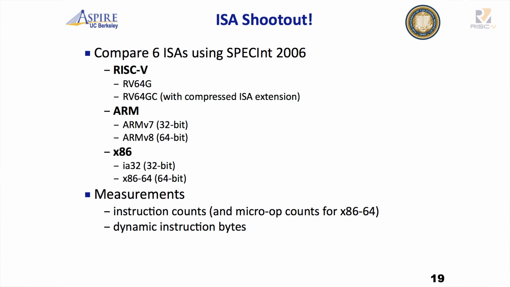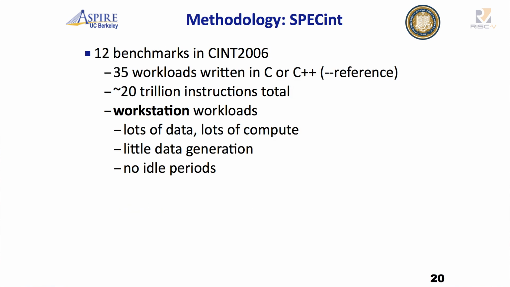So for our ISA shootout, we're going to compare 6 different ISAs. We're going to measure the instruction counts. For x86 64, we can also look at the micro-op count that the processor can tell us, so we can get a better feel for how much work an Intel Xeon has to do. And we're also going to look at the number of dynamic instruction bytes, how many raw bytes we have to fetch to execute the ISA. We're going to use SPECint today.